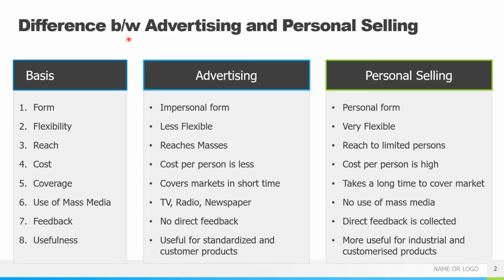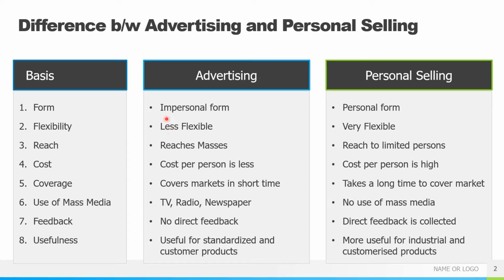We will start this lesson with the difference between advertising and personal selling, which are two very important tools of promotion mix. We will do this differentiation on the following basis. First one is form. Advertising is an impersonal form of promotion, whereas personal selling, as the name is also very suggestive, is a personal form of promotion. That means here the personal contact between the person and the seller takes place.